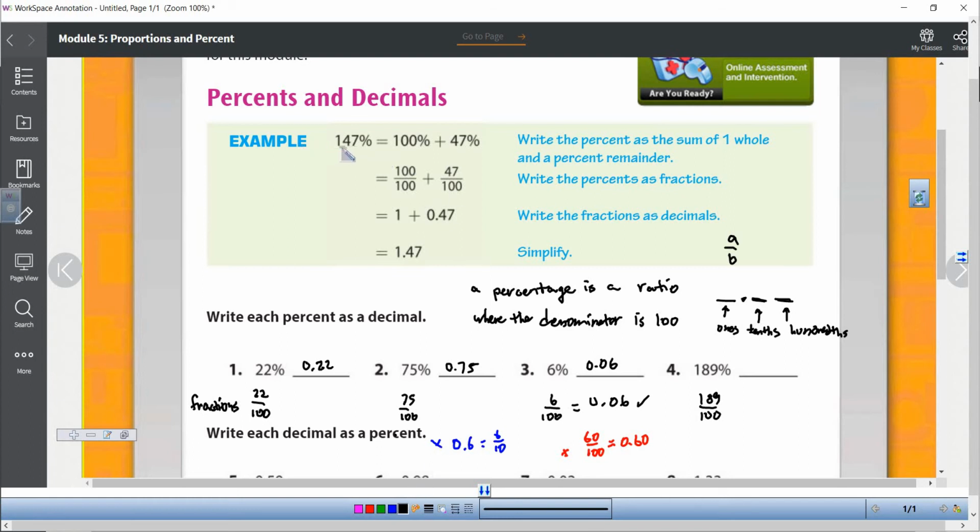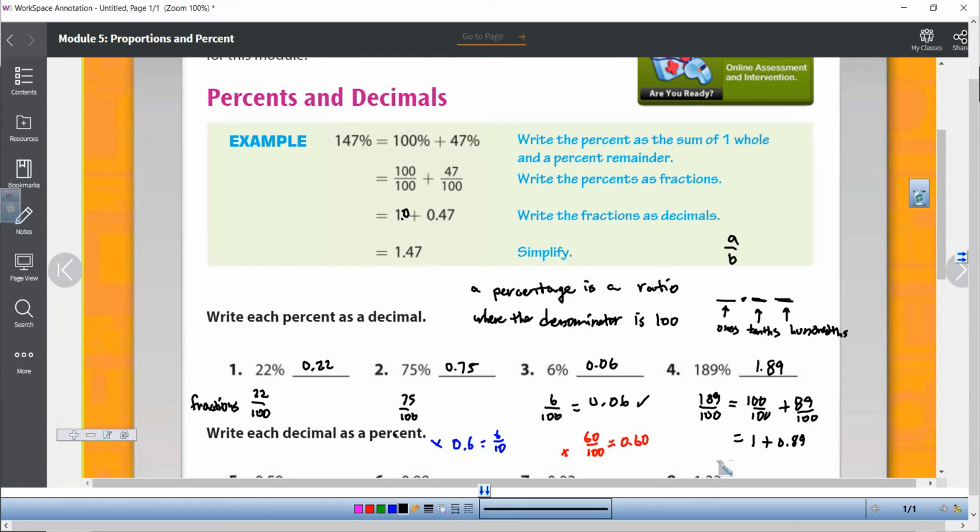All right, now if you look up here at the example, you'll see they had one like that. So they took 147% and wrote it as 100% plus 47%. And 100% would be 1 or 1.0, right? 47% would be 47 over 100, and we get 1.47. So if we did it the way they did it, we would rewrite it as 100 over 100, right? Plus 89 over 100. And again, 100 over 100, that's 1. 89 over 100 is 0.89. And when we add those together, we get 1.89.